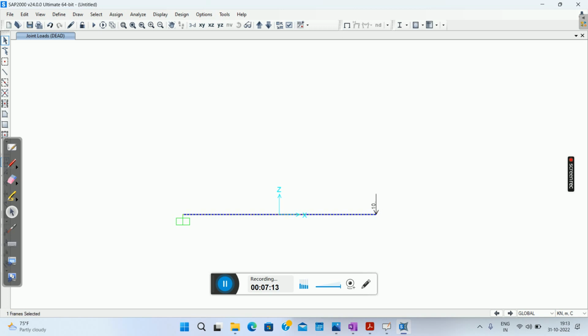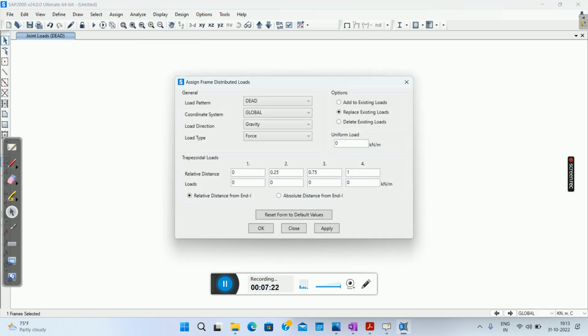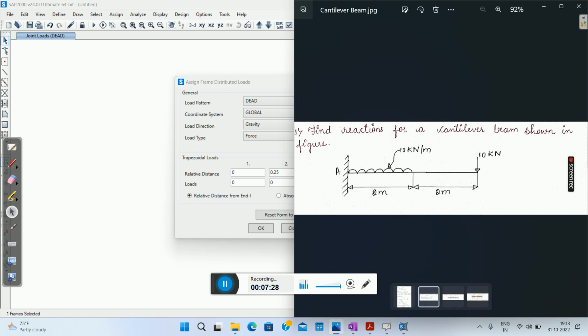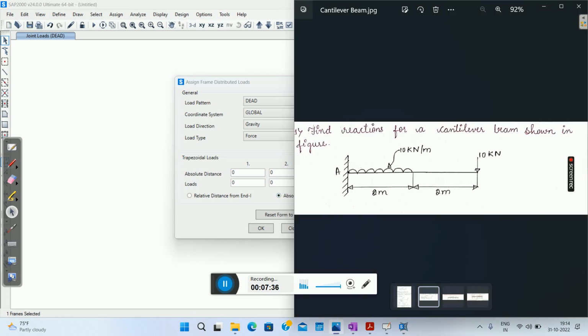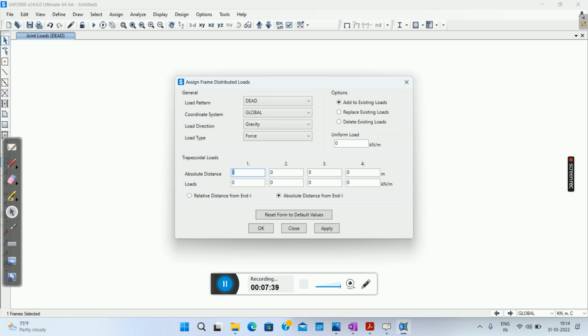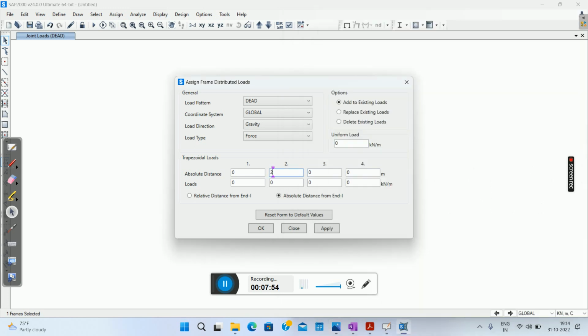Next select this beam, assign. In this case choose frame loads, distributed. See here. So this is your starting point. So select absolute distance from end 1. This is your starting point of the UDL. So here absolute distance will be 0. If you see, end point of the load is 2 meter. So it is starting at this point and ending at this point, 2 meters. So absolute distance will be 2.